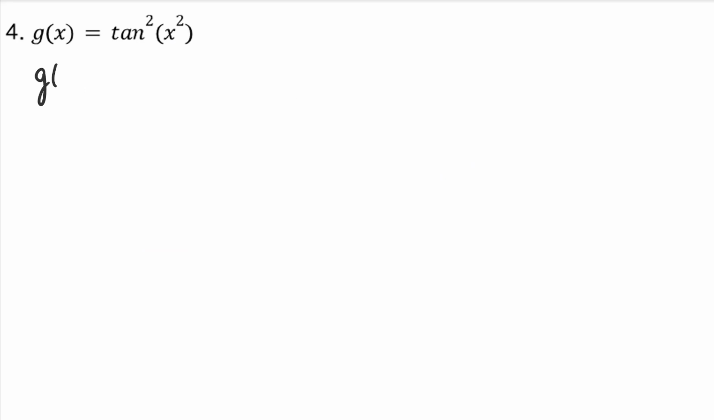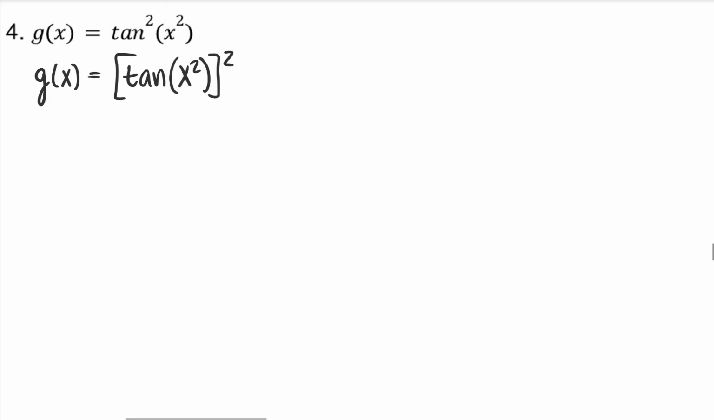Number 4 can definitely be a little intimidating. I'm going to rewrite tangent squared of x squared. If you have tangent squared, remember that's the entire quantity being squared. So tangent of x squared is all being squared. So we can bring this out to the outside. These are equivalent.